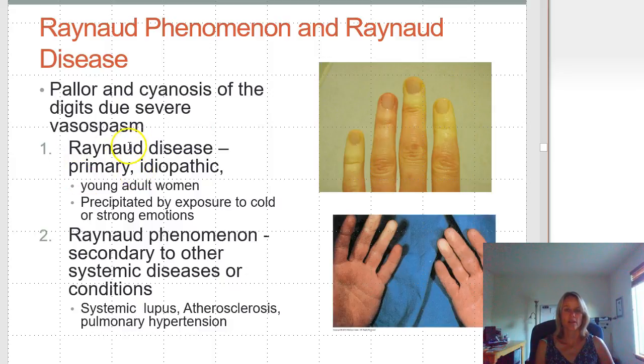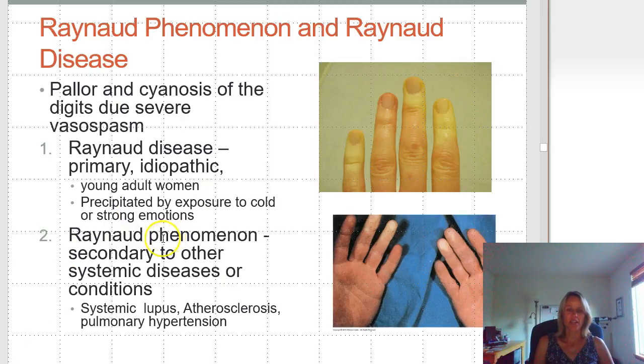There are two types. Raynaud's disease, which is the primary disease, is idiopathic, we don't know what causes it. But it seems more common in young adult women, and it's precipitated by exposure to cold. One of my friends has it so bad she has to wear little gloves when she's in the grocery store going through the frozen food aisle.